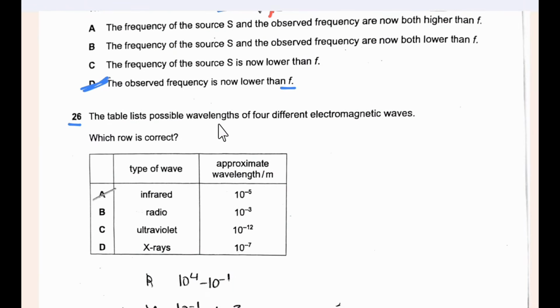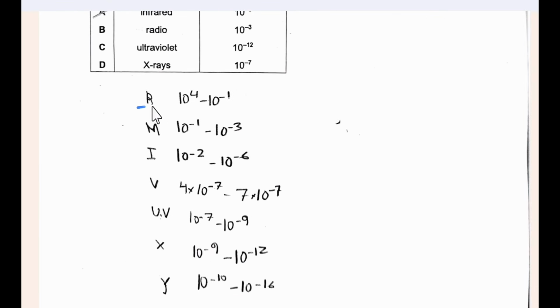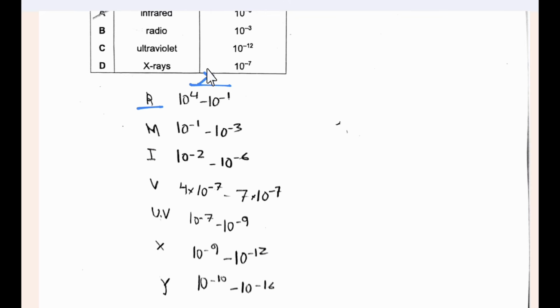26. The table lists the possible wavelengths of 4 different electromagnetic waves. Which row is correct? Type of wave and approximate wavelength. You must remember this sheet, where the wavelengths are given. For radio waves it is 10 to the power 4 to negative 1, then for microwaves negative 1 to negative 3, negative 2 to negative 6, 4 into 10 to the power negative 7 to 7 into 10 to the power negative 7, then negative 7 to negative 9, negative 9 to negative 12, and negative 10 to negative 16. Radio, micro, infrared, visible light, ultraviolet, X-ray, gamma ray. So you must remember this sheet.